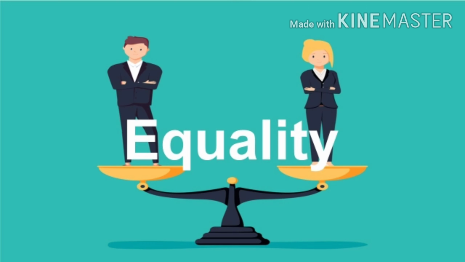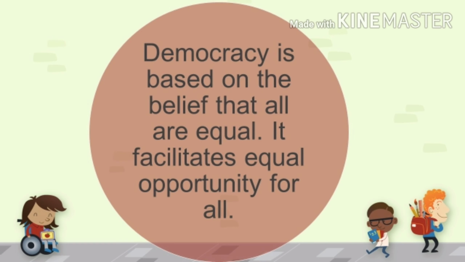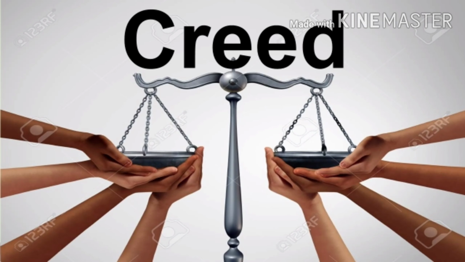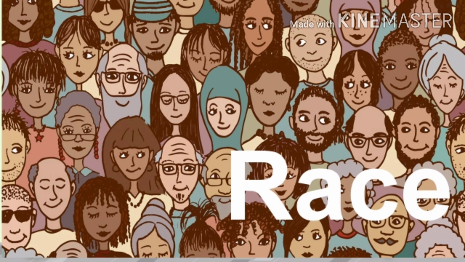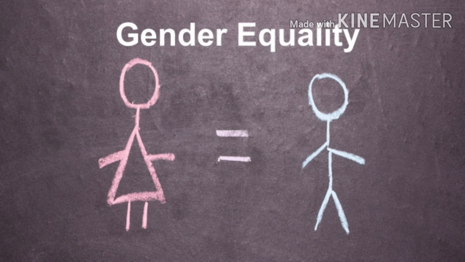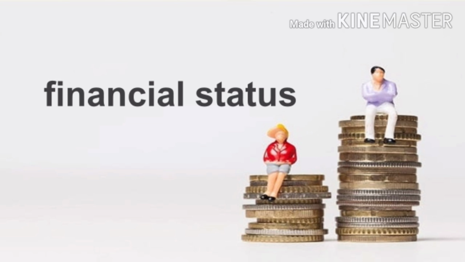The second fundamental principle of democracy is equality. Students, democracy is based on the belief that all are equal. It facilitates equal opportunity for all. It considers all equal, irrespective of caste, creed, race, language, gender, and financial status, like poor and rich.